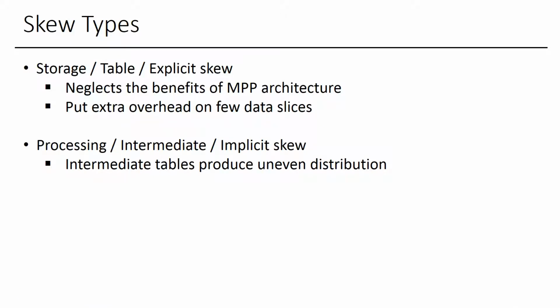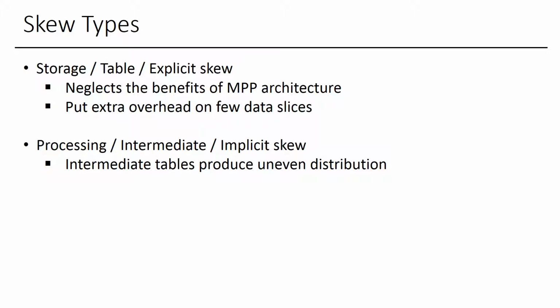Skew is often the cause of a single query or a system-wide performance problem. It indicates an unbalanced amount of work taking place on one or a subset of all active data slices. There are two different kinds of skew that can negatively impact system performance. The first one is storage related, also known as table skew.